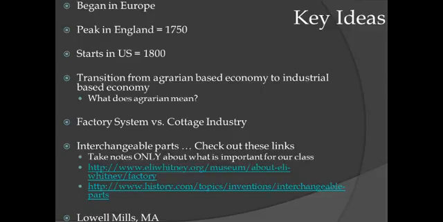Then we have this dichotomy, this two-sided concern that we have to deal with, the factory system versus the cottage industry. And I'm going to explain what both of those things are in a few minutes. Then this issue of interchangeable parts. This was an incredible innovation in technology at the time. So I want you to take a look at the links below, and I want you to take a look at only what is important for our class specifically. Just to show you an example, I'm going to click on these links now so that you can see what these web pages look like and give you an example of what I'm looking for.